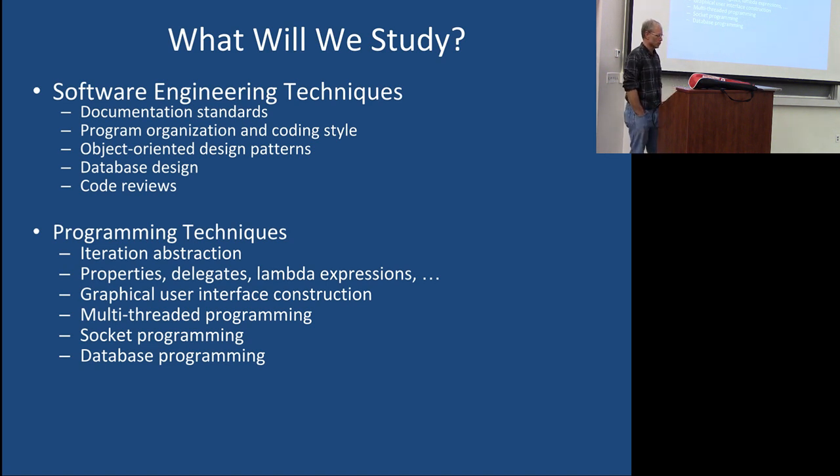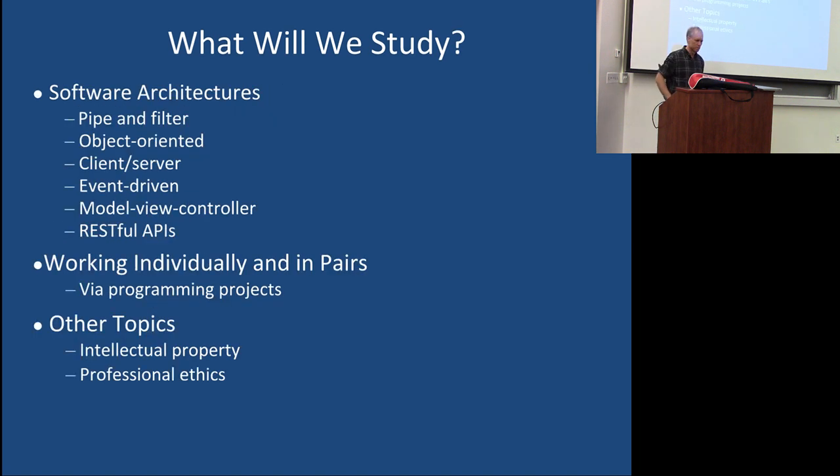We'll learn about code reviews. Probably ought to do some in lab sometime. You'll learn some new programming techniques, possibly: iteration abstraction, properties, delegates, lambda expressions. Those are aspects of C# that you don't see necessarily in Java. Database programming, network programming with sockets, multi-threaded programming, where you're using multiple cores at the same time. Constructing graphical user interfaces. So sort of some new programming ideas that might be new to you.